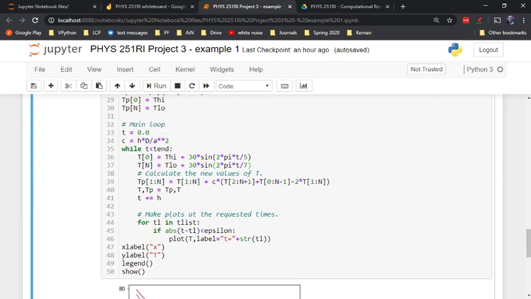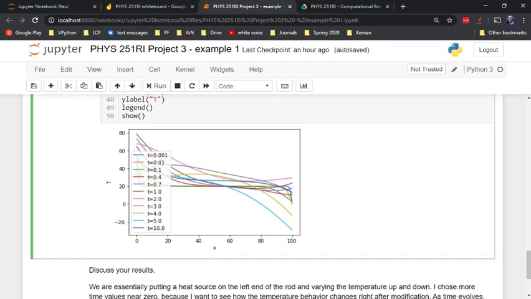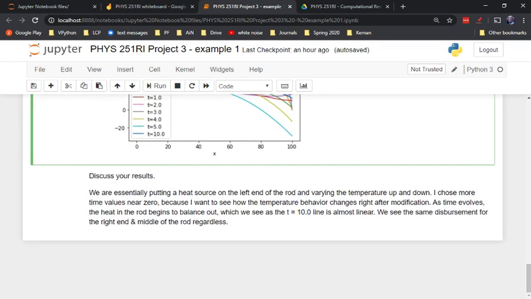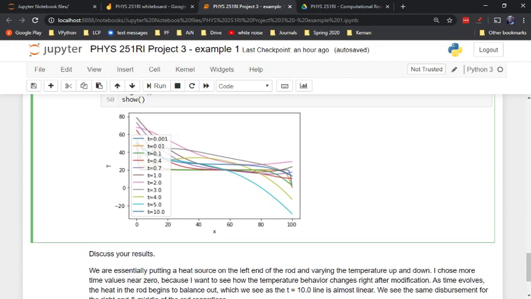And again, the only thing you have to add for completing the project is these 2 lines right here. Show me what the graph looks like, and then discuss the results. So the student says, we are essentially putting a heat source on the left end of the rod and varying the temperature up and down. I chose more time values near 0. So the student is explaining why they chose to put more time values near 0.